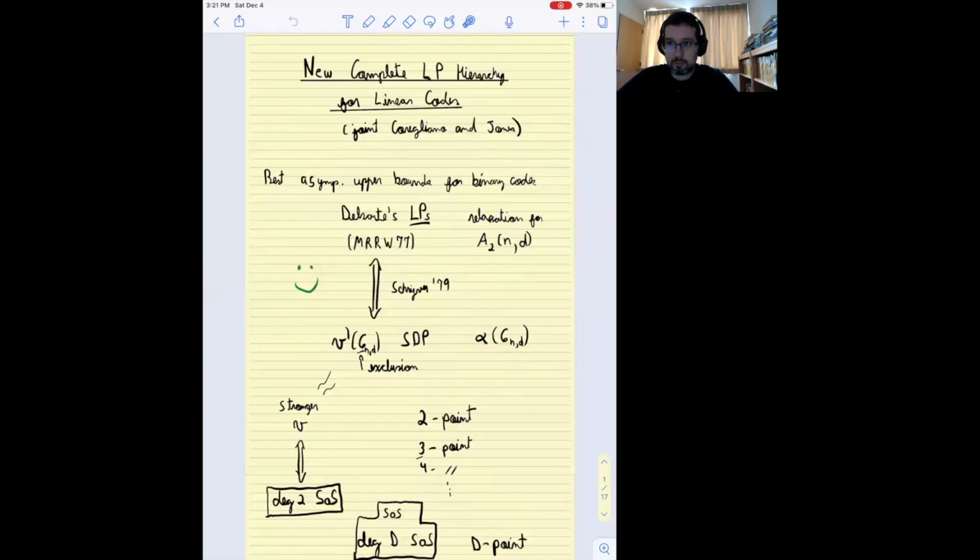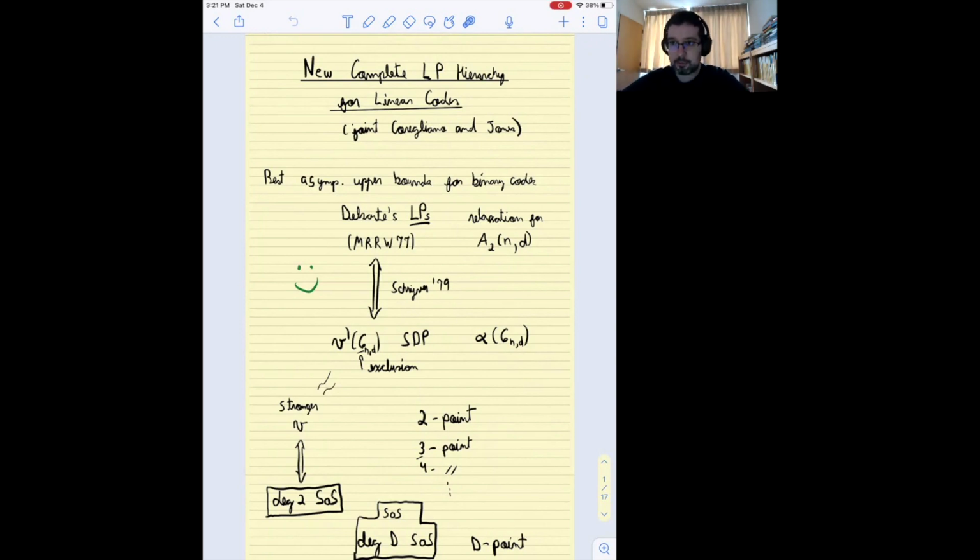Hello, everyone. Welcome back to the second part of this discussion about a new linear programming hierarchy that's complete for linear codes. In the first part, we introduced the hierarchy. We explained how it fits in with existing hierarchies and what our goal was in designing it. And we stated two results about this hierarchy. The first one is that for general codes, we cannot impose a lot of constraints, and the hierarchy collapses. Any level of the hierarchy is equivalent to the original Delsarte linear program.